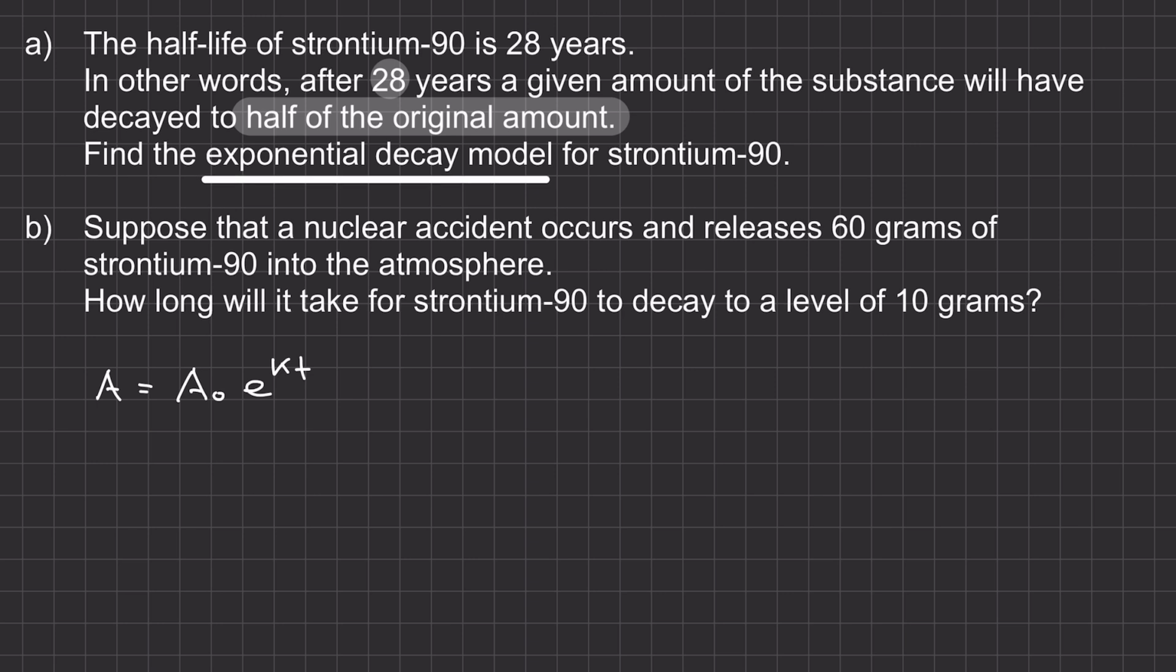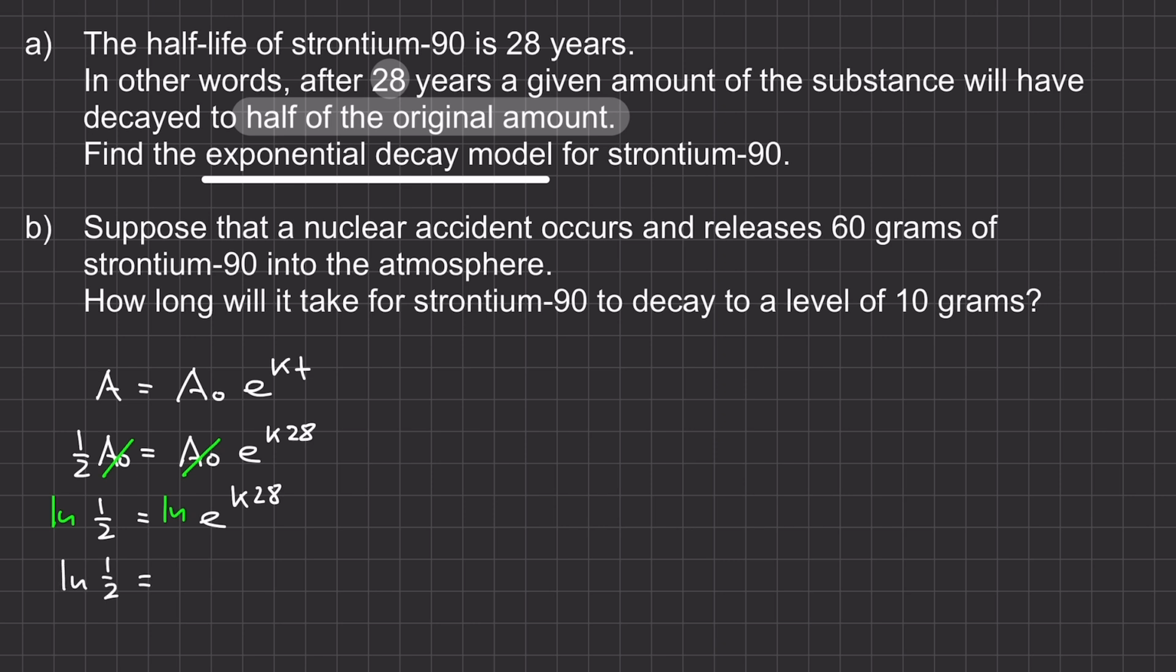When we have problems like this, we plug in 28 for t and half of A0 for A, like we did in the previous video. So we can write 1/2 times A0 equals A0 times e raised to the power of k times 28. After cancelling out A0 from both sides, we get 1/2 equals e raised to the power of k times 28. Now we can take the natural logarithm on both sides.